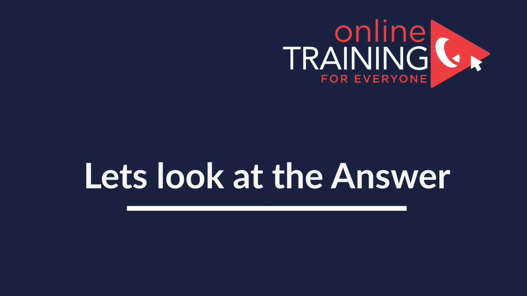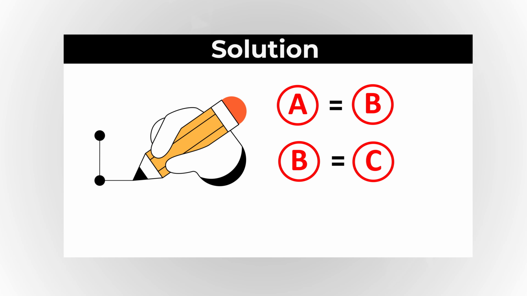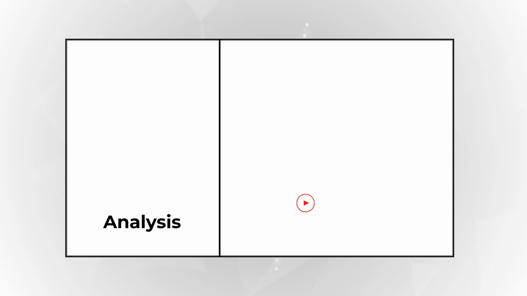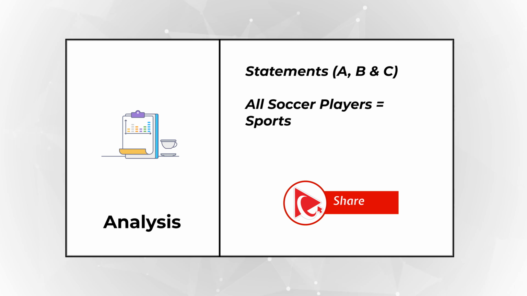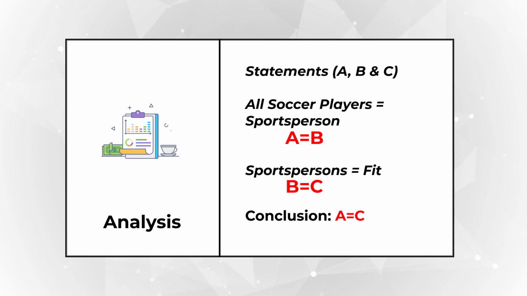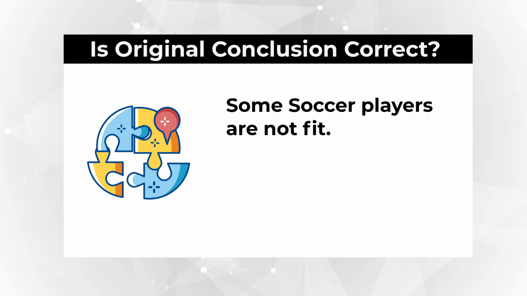As you might be well aware, in the logical world, there is a formula. If A equals B and B equals C, then you can reasonably conclude that A equals C as well. We can look at our original statements as A, B, and C. For example, the statement all soccer players are sports persons could be an equivalent of A equals B, and then all sports persons are fit could be B equals C. Based on these two statements, we can reasonably say that A equals C, which would mean that all soccer players are fit. Our question, though, asks us if some soccer players are not fit.